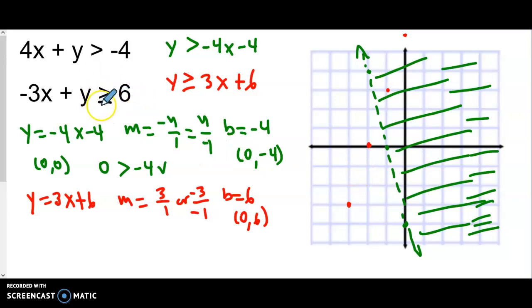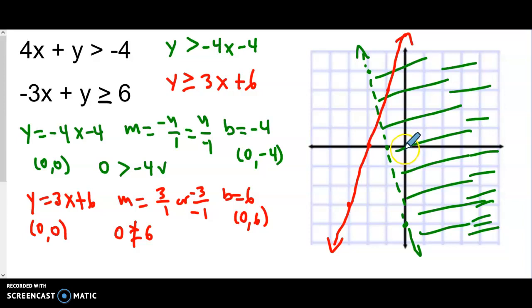According to the original inequality symbol, my line should be solid. There's my solid line. I have two half planes, one here and one here. I'm looking only at the red line. I'm allowed to test 0, 0 because 0, 0 is not on the red line. So please stay away from the boundary, from the line. If I put 0, 0 in the second inequality, I'm getting 0 plus 0, which is 0, is greater or equal to 6. That's a false statement. So I tested this point to the right of the red line and I got a false statement. So I should be shading everything on the other side.